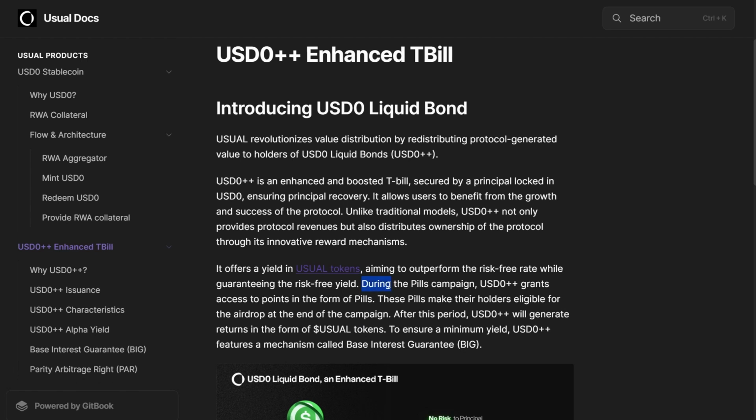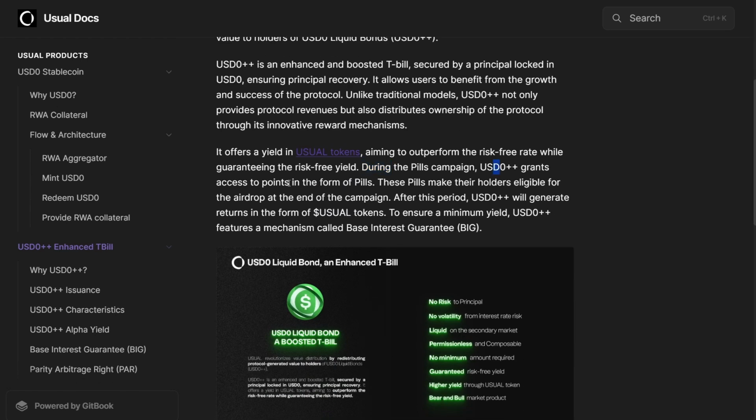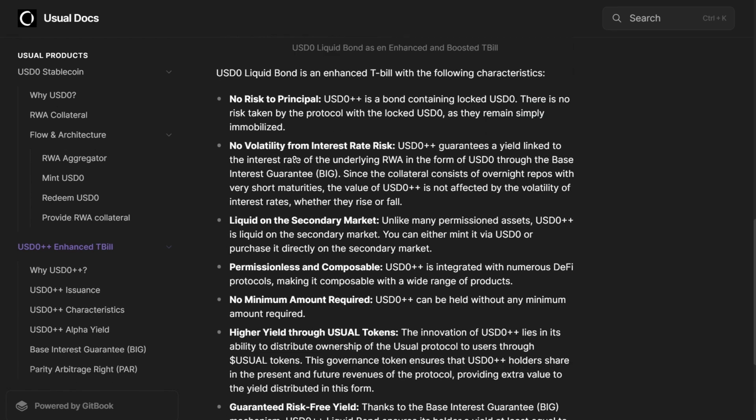During the pills campaign, USD0 grants access to points in the form of pills. These pills make their holders eligible for the airdrop at the end of the campaign. This means I will receive some airdrop and it will generate returns in the form of usual tokens. They also say no volatility from interest rate risk.